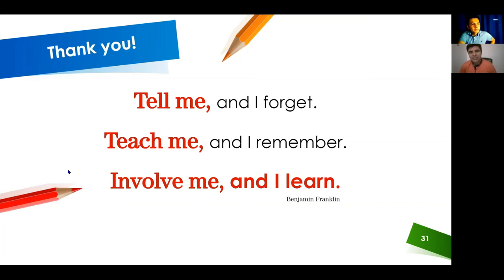We as teachers are not just teaching. We are involving the students in the process. So it is very important to keep that in mind, because that will create a much better learning environment, and the students will be able to connect among themselves, but also with the teacher.